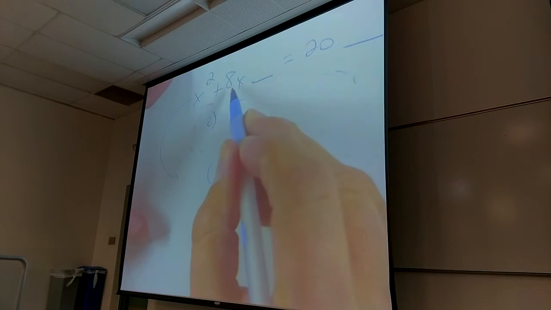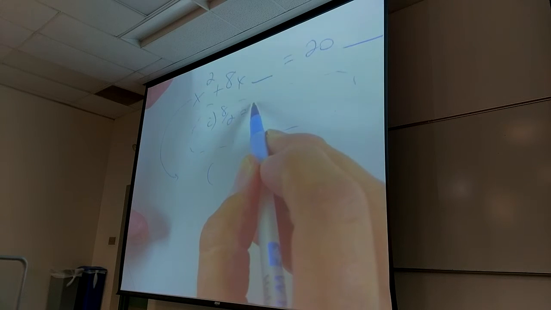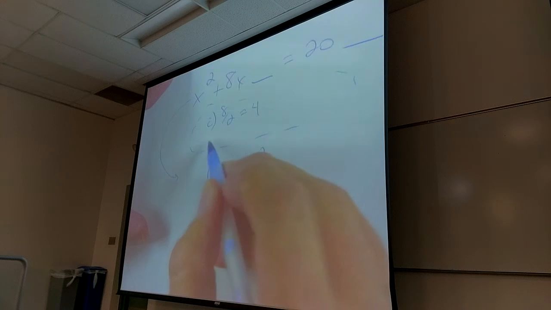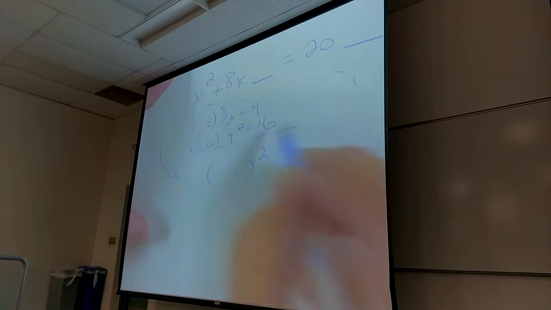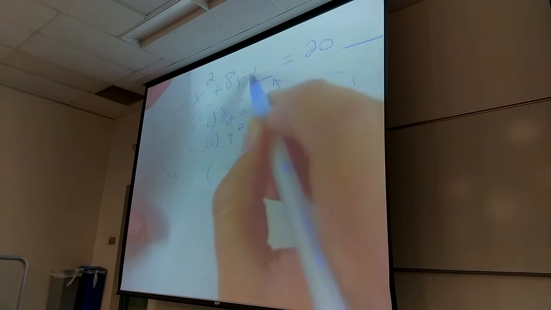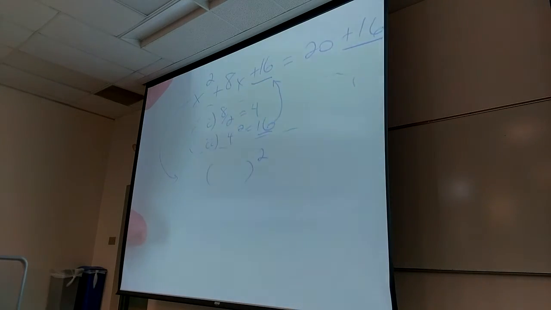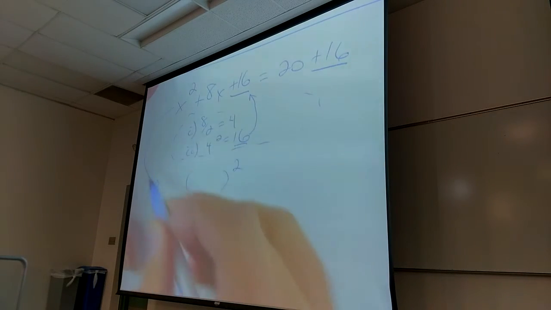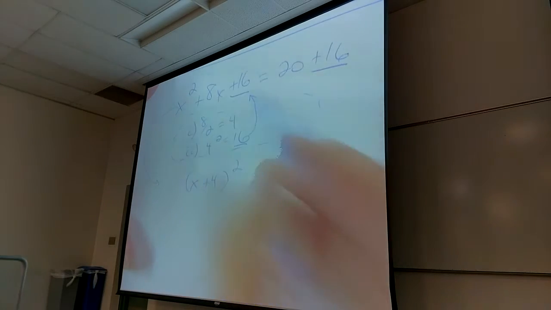Yeah, the first step is cut 8 in half. And then the second step is square that. So where's the 16 go? Up here. If I put it there, I better put it there. And where's the 4 go? That's how this factors. Now, is this really hard to factor?